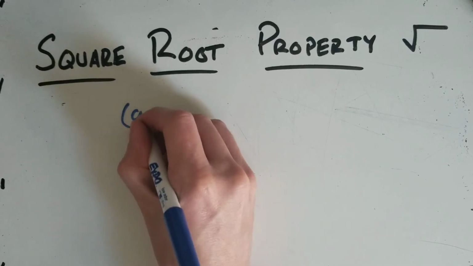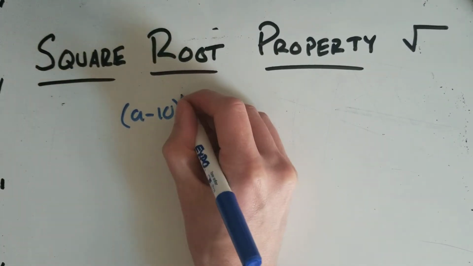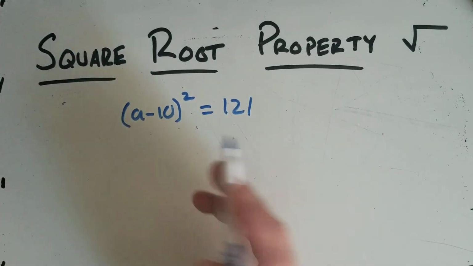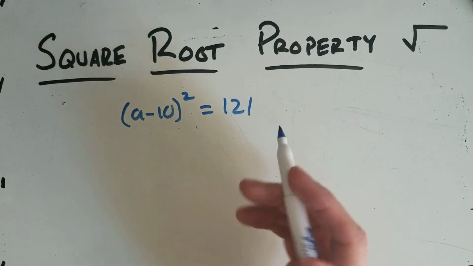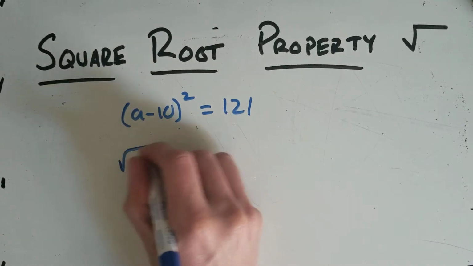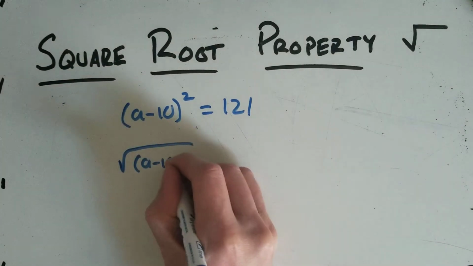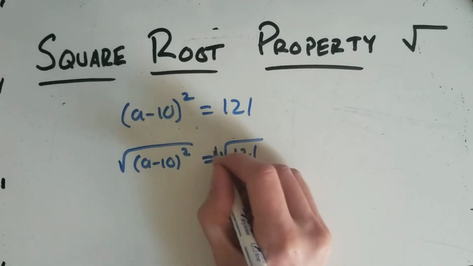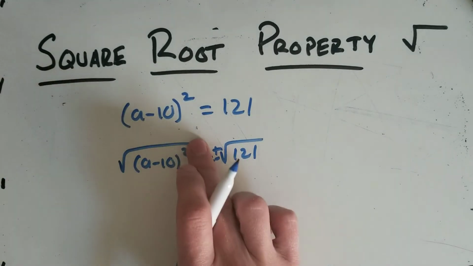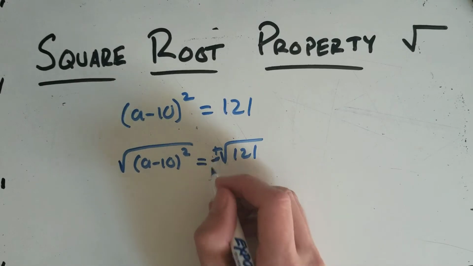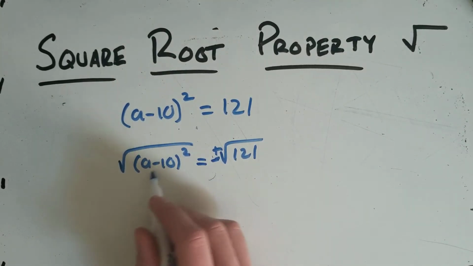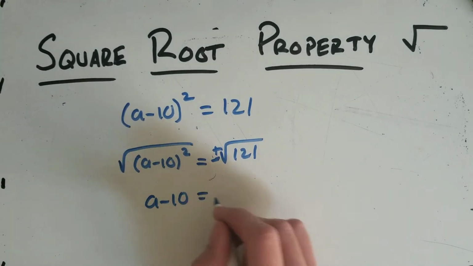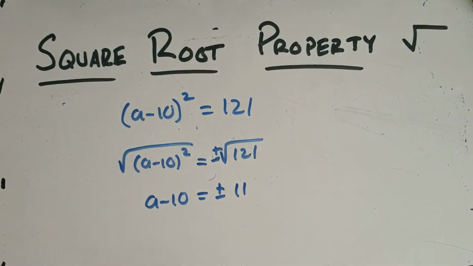Next one, we'll do the red one to the top right in the slides. We have a minus 10 squared equals 121. Notice both sides are a perfect square, which should be like an indicator that the square root property is a good way to go. So we have a minus 10 squared is equal to plus or minus the square root of 121. Don't forget the plus or minus. And now we're just going to take the square roots of both sides. So you're squaring the binomial, then taking the square root. You're left with just the binomial, and that equals plus or minus 11.